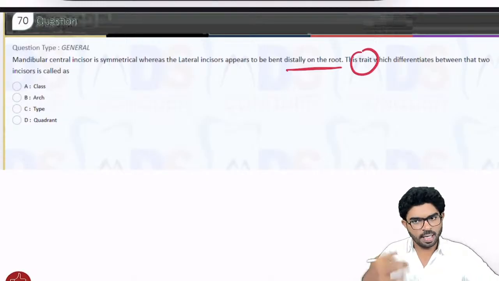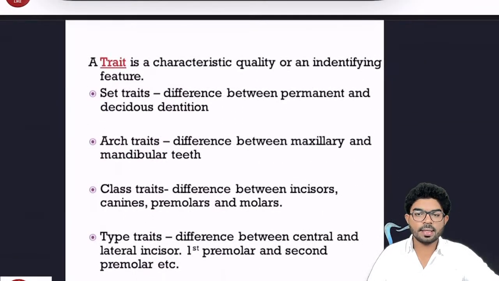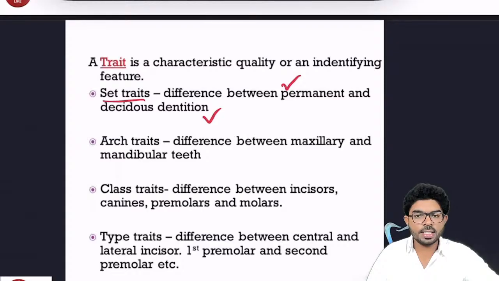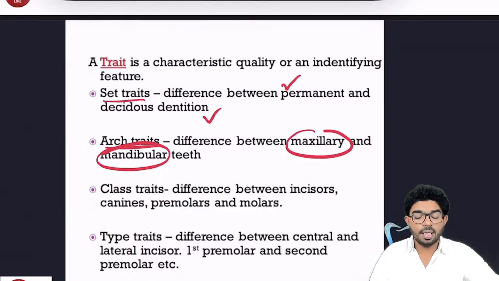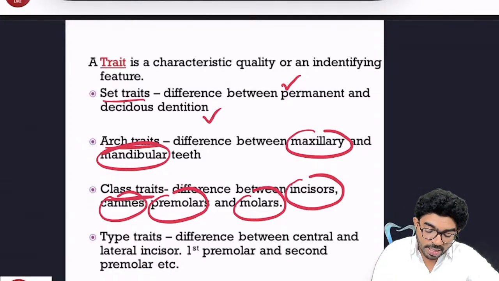If you take the star topic, there is a star topic in dental anatomy. A trait is a characteristic feature or a quality or identifying feature of a particular thing. Set traits talk about permanent and primary, deciduous dentition, a particular set. Second one is arch, the maxillary arch and mandibular arch. Third one is class. Class is different types of teeth: you have incisors, canines, premolars, molars. And the last one is type.